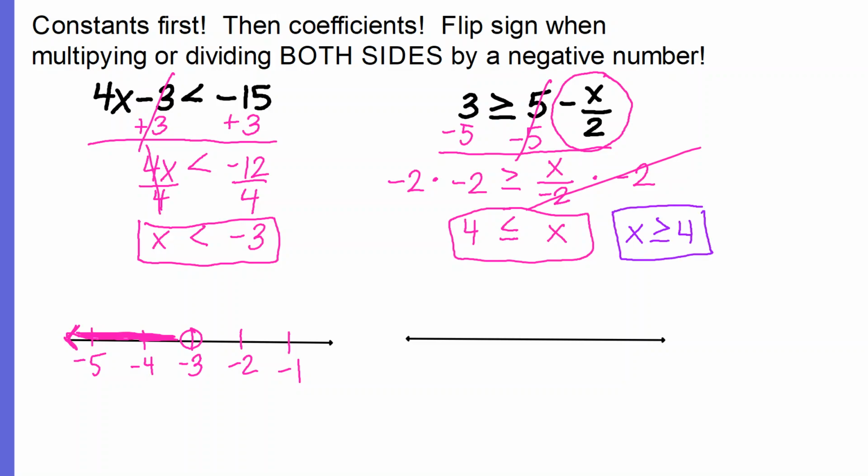And that's the one I'm going to use to help me graph, because I'm going to stick my 4, 5, 6, a couple on this side. This one's going to be a closed circle, and then everything greater than it, so going to the right.